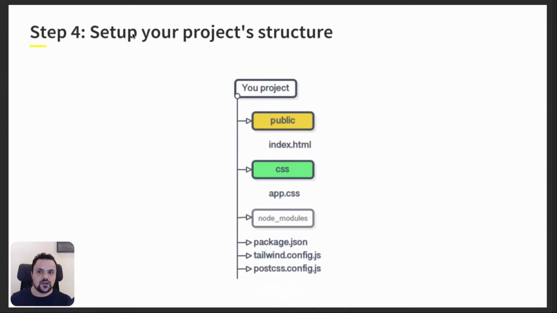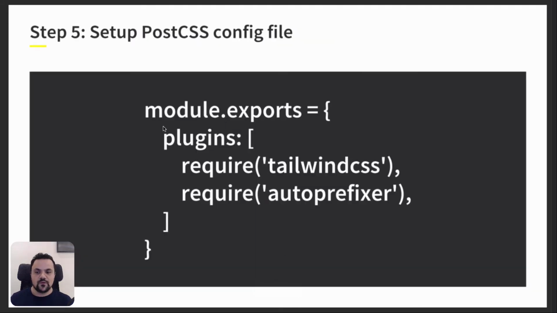So to summarize, your project structure will look something like this. You have a public folder, which you will use to have your index.html and the destination of your compilation, which is the CSS. Then you will have a source folder, which contains the app.css, which contains all the Tailwind CSS directives. And then you'll have package.json, as always, tailwind.config.js, and also postcss.config.js.